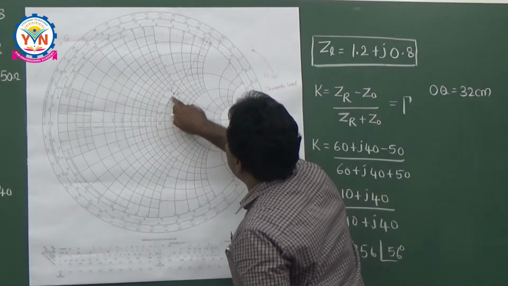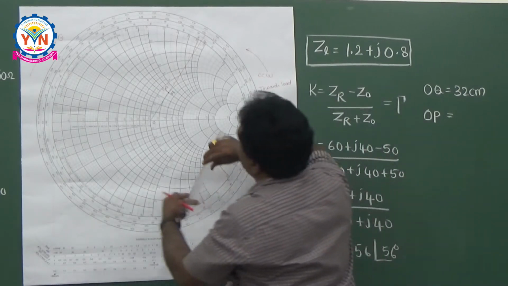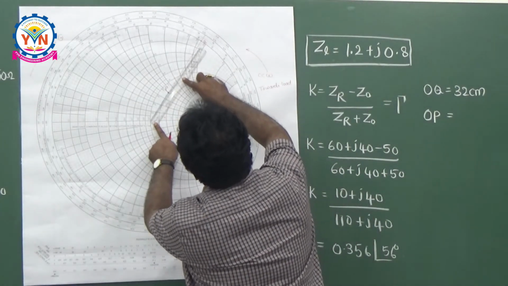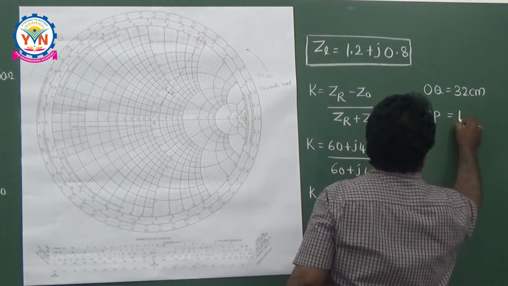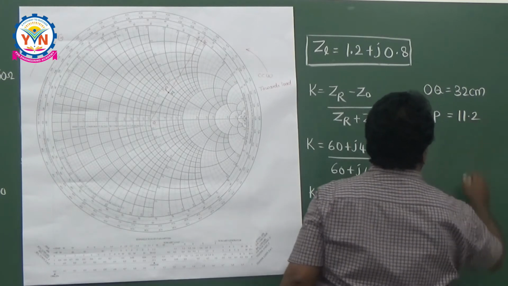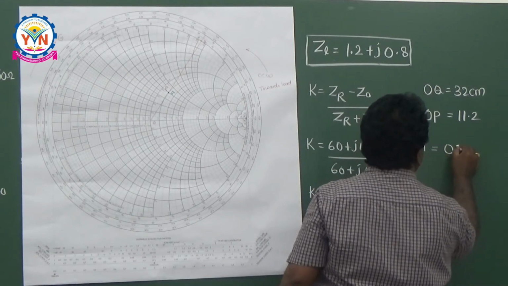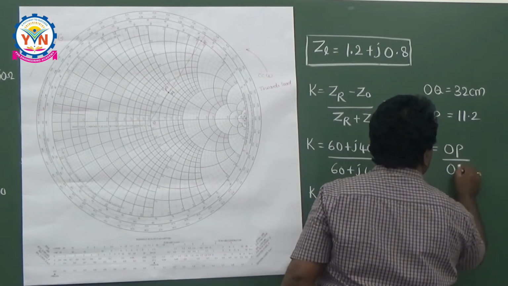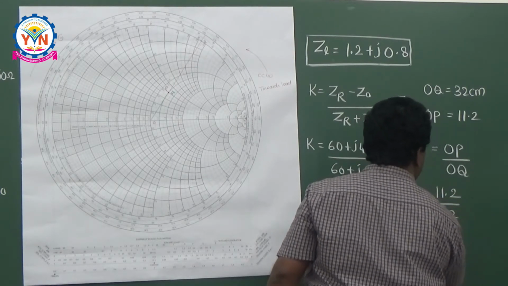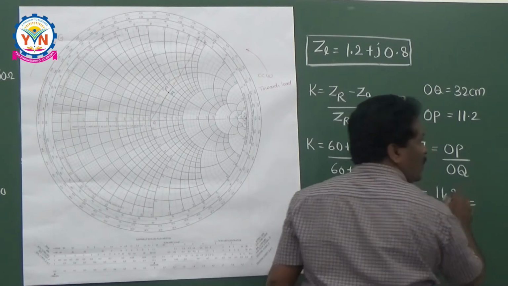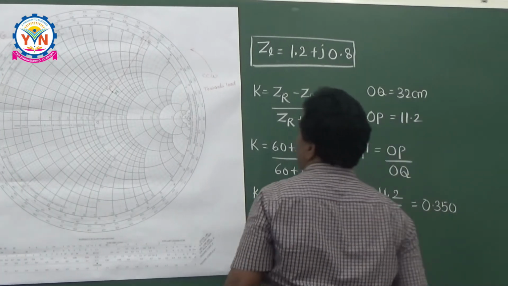And what is this OP? OP I can say is 11 centimeters, exactly 11.2 centimeters. So the reflection coefficient gamma is equal to OP by OQ, that is equal to 11.2 divided by 32 centimeters, that is equal to 0.350. This is the magnitude.